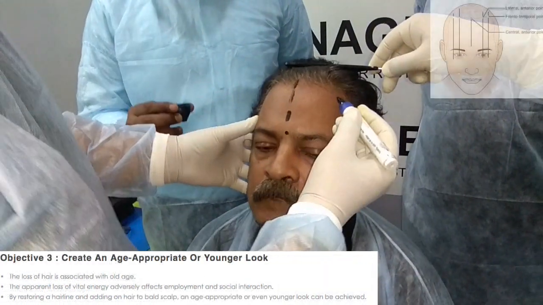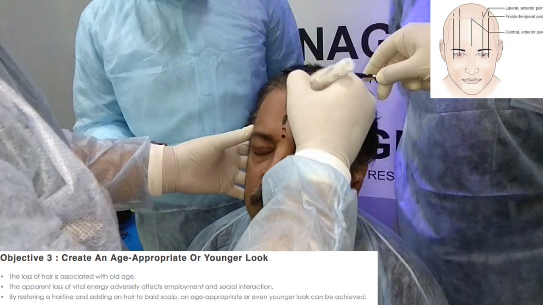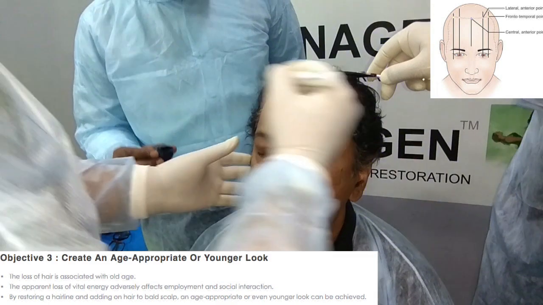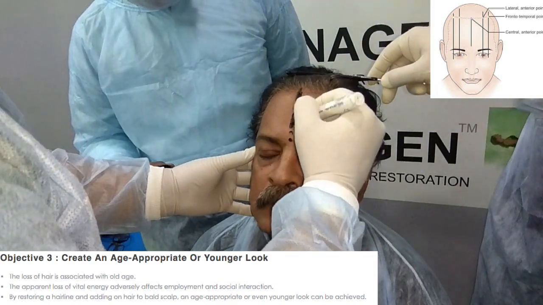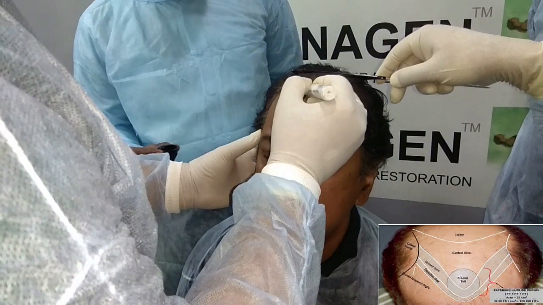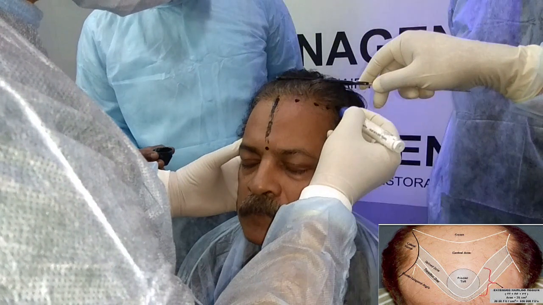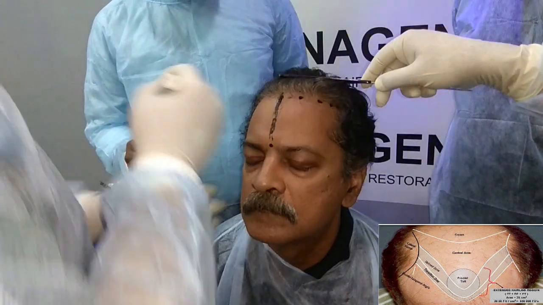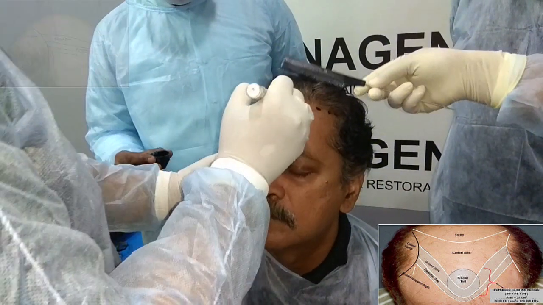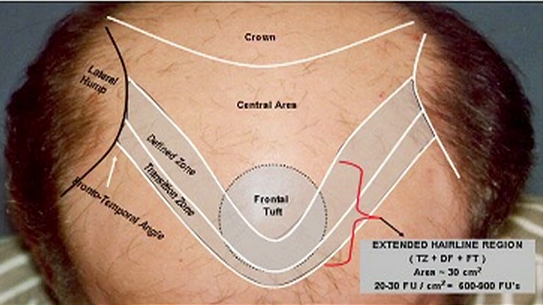The hairline design, symmetry is very important. So when we start designing the hairline, first we draw a line in between the two eyebrows called the glabellar point to around 7 centimeters above or 4 fingers, or depending on person to person where we want to give the hairline. The hairline is divided into transition zone and a defined zone and a frontal tuft.